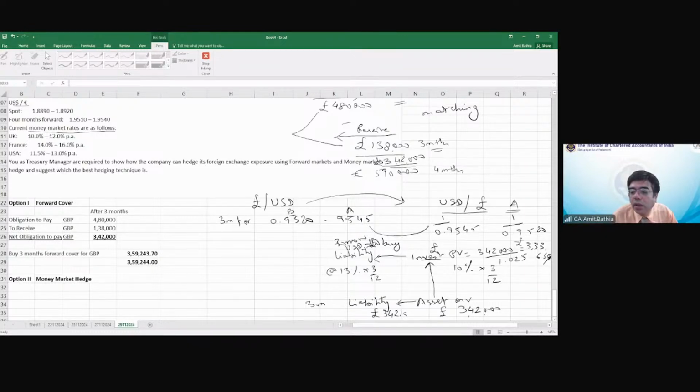This 333 will need to be bought today at what rate? Spot rate. At spot rate, right? So what is the spot rate at which you are going to buy this?